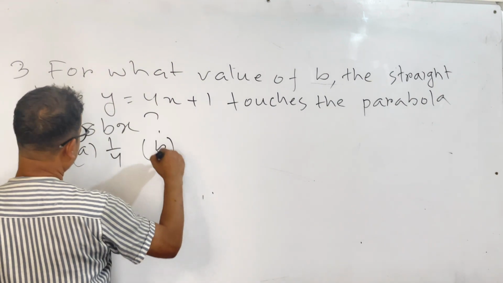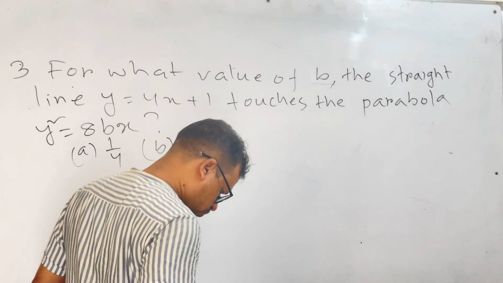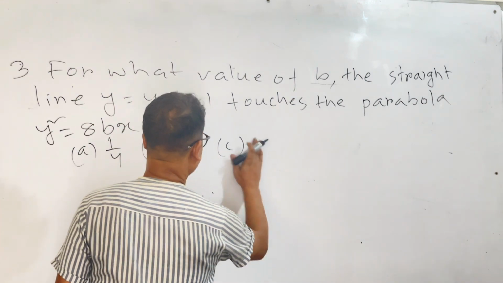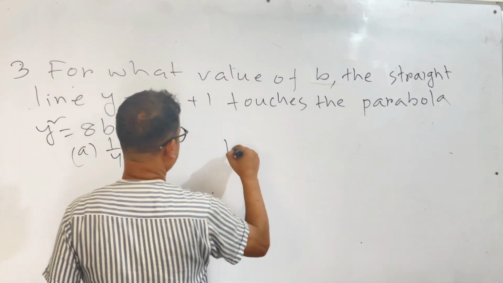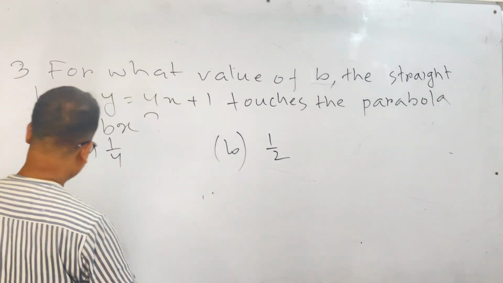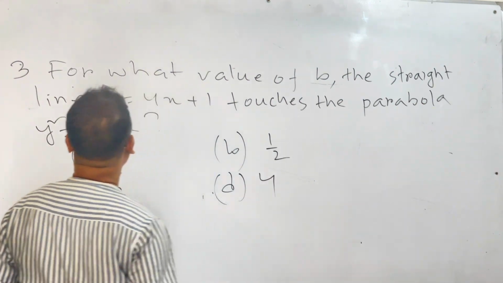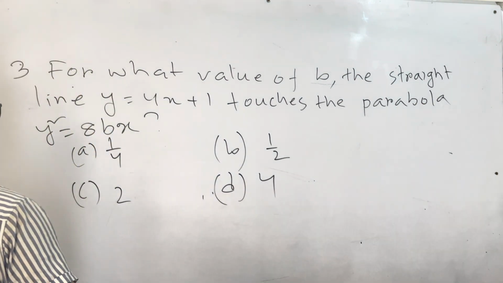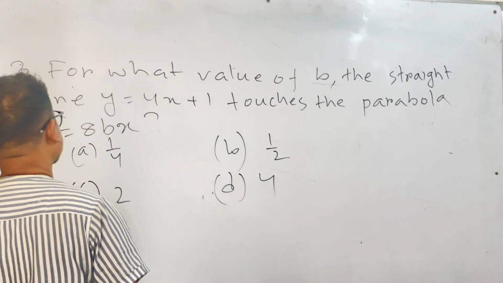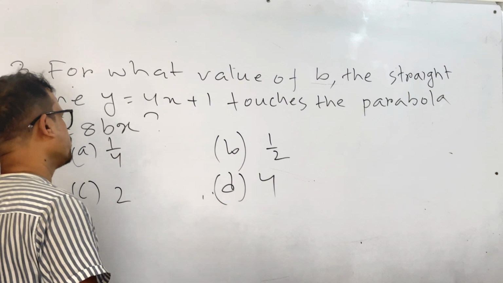A: 1 over 4, B: half, C: 2, D: 4. For what value of b does the straight line y equal to 4x plus 1 touch the parabola y square equal to 8bx? A 1 by 4, B half, C 2, D 4.